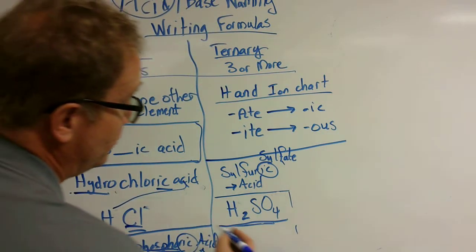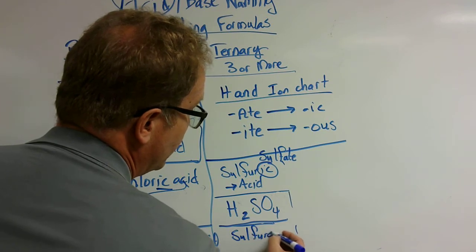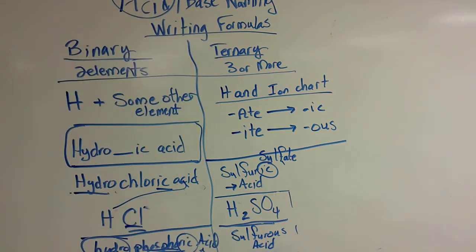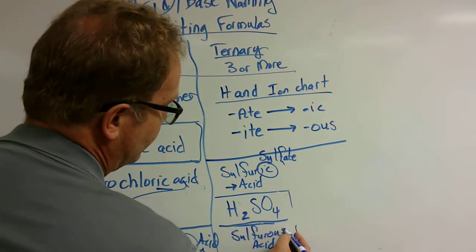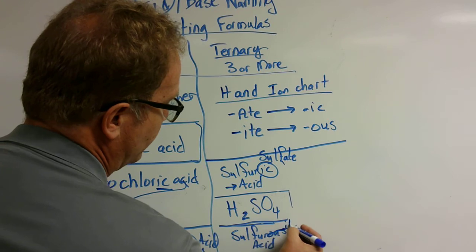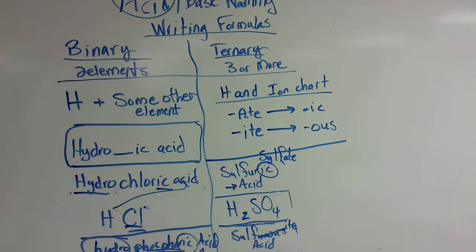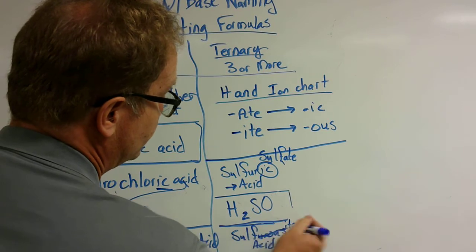Now let's go ahead and do the other one. Let's go sulfurous acid. Okay, so if I'm going to do sulfurous, I'm going to be thinking ite-us. That's an acid. So I'm going to look at this as being sulfite. You don't have to worry about the UR part. So I'm going to have an acid with sulfite in it. Let's change that to ite.